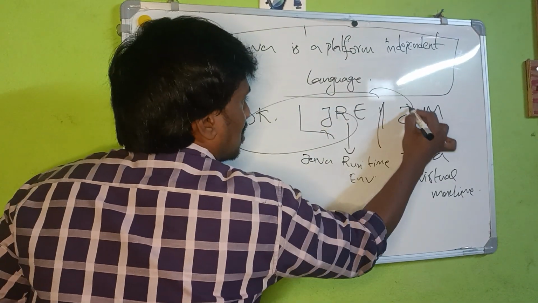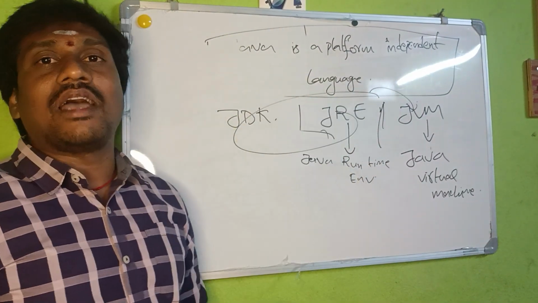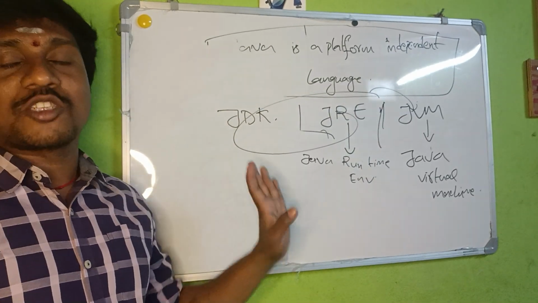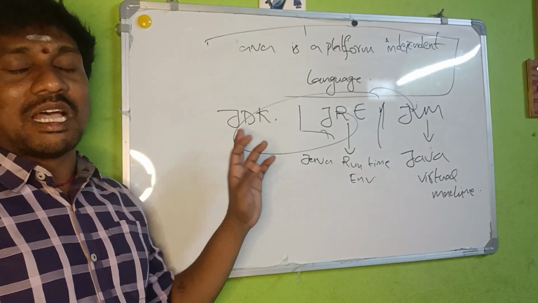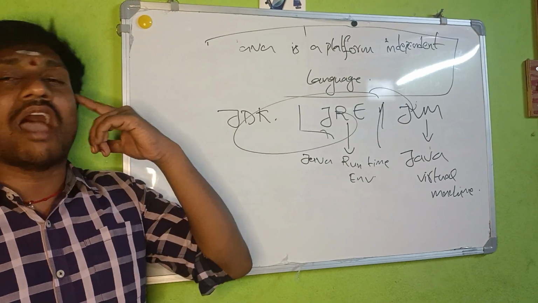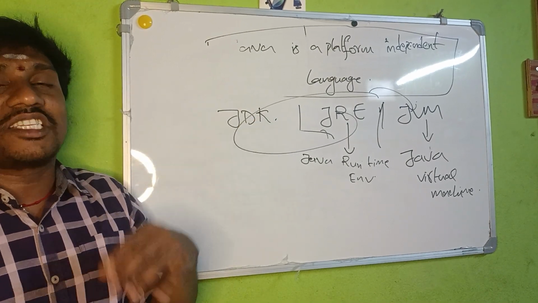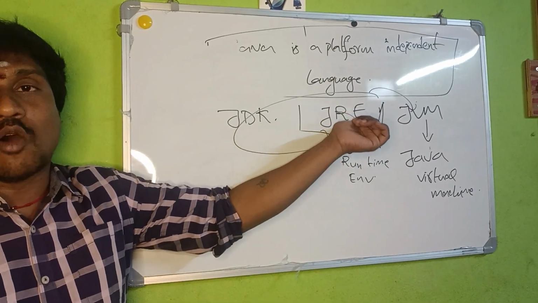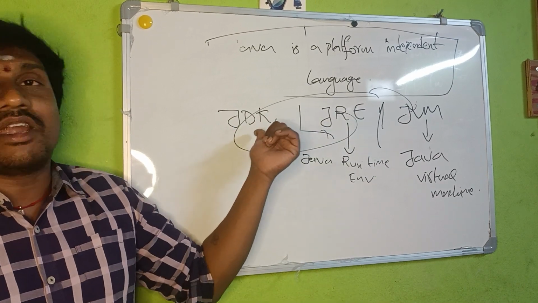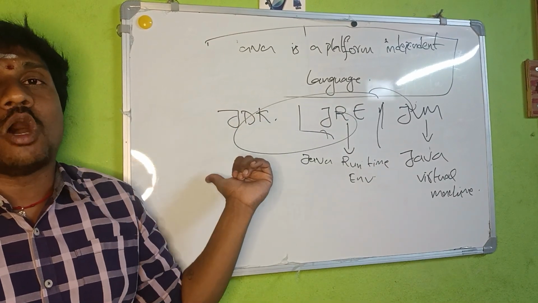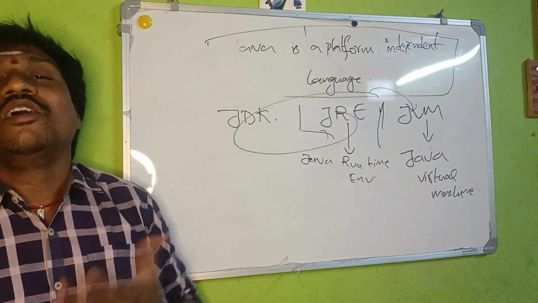Both will have a JVM. If you want to install Java, you can install either one, and there is a little bit of ambiguity, a confusion around this. Some people may download and install JRE, some people may download JDK. Which one do we need to download and which one do we need to install? That is the question.